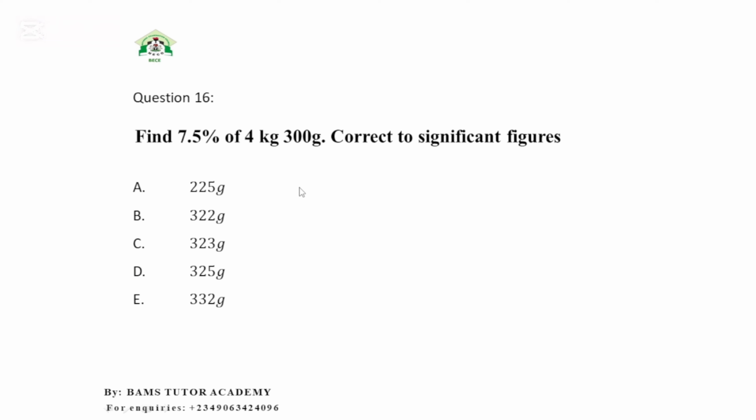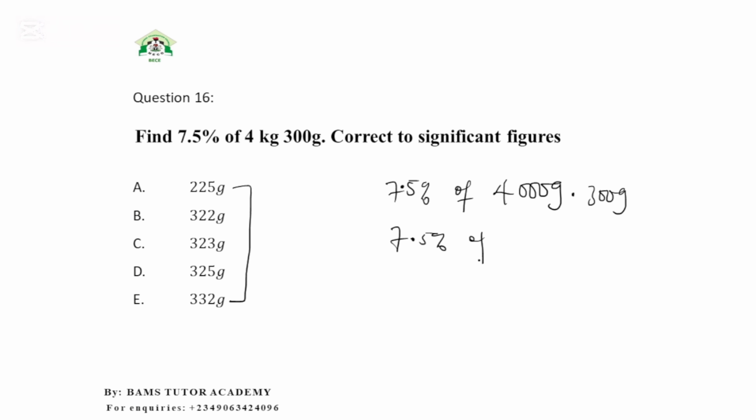Also, you have 7.5% of 4 kg 300 gram, correct to 3 significant figure, I guess. So yeah, let's get a pen. 7.5% of 4 kilogram. Now if you notice, all the answers are in gram, right? That means, what's 4 kilogram in gram? That's 4,000 gram, right? Plus 300 gram, so 7.5% of 4,300 gram. Do you get the gist?